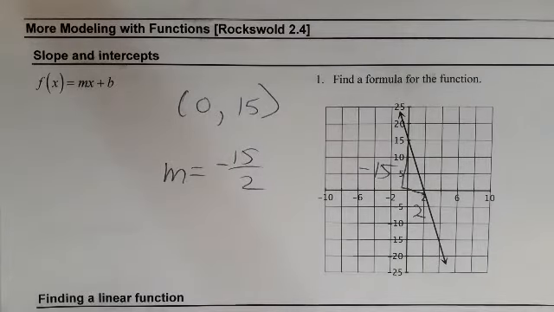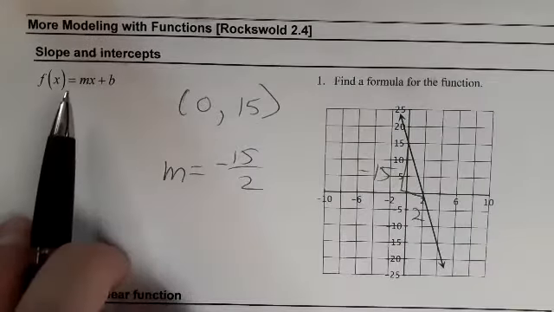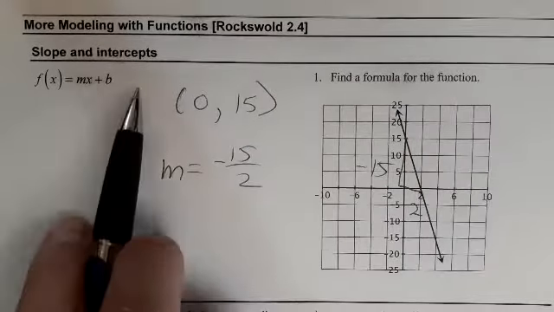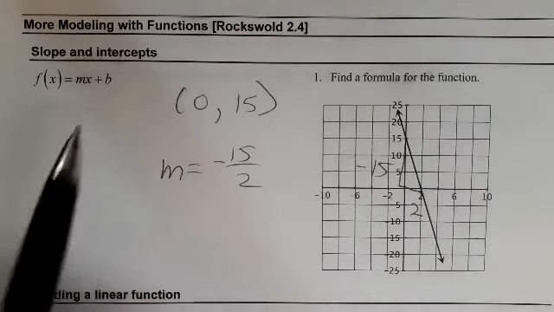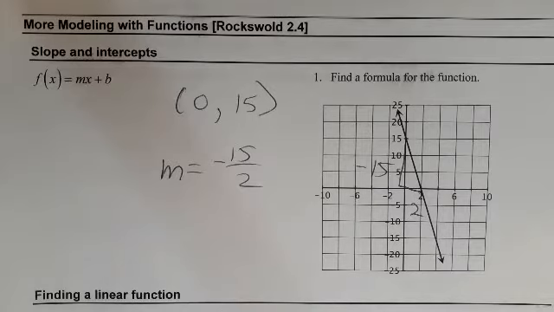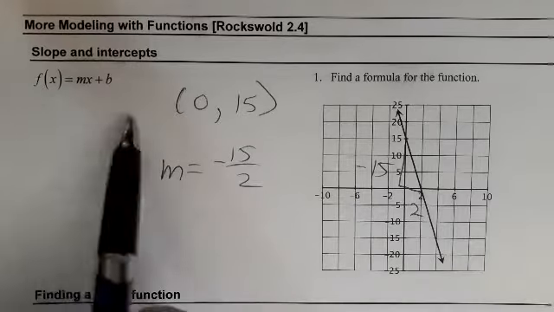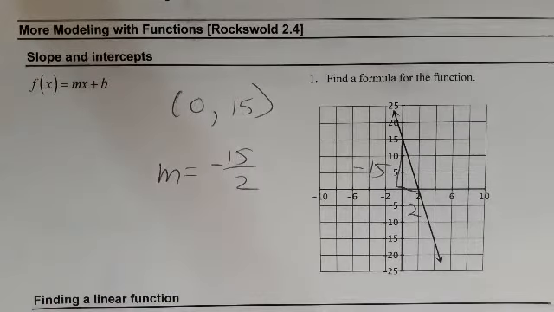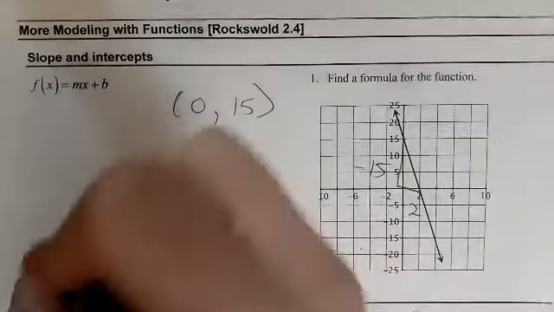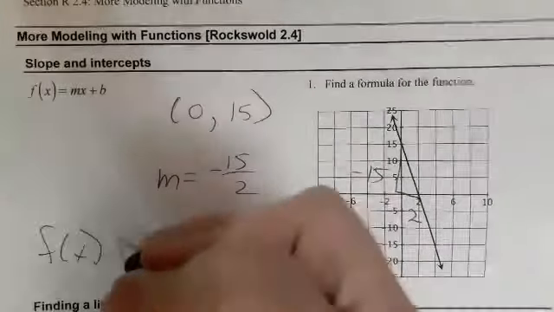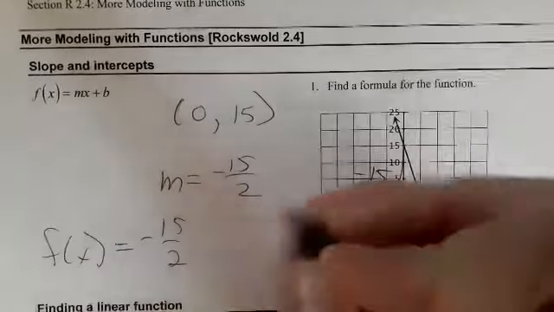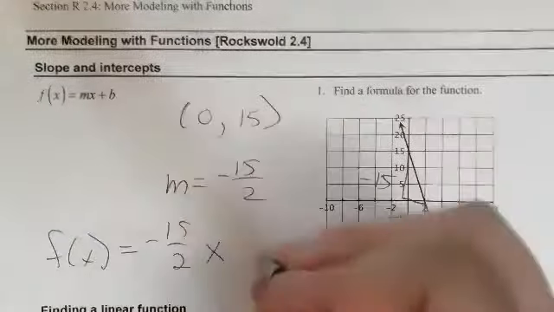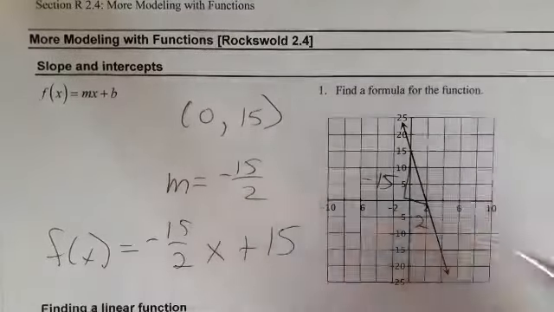And so if we're going to put this together, instead of y equals mx plus b, we're doing a linear function now. It's f of x equals mx plus b. So we're doing just a linear equation with function notation. Now f of x equals, and I'm going to plug in m as minus 15 halves. So this is mx, and we want to do plus b, which is 15.